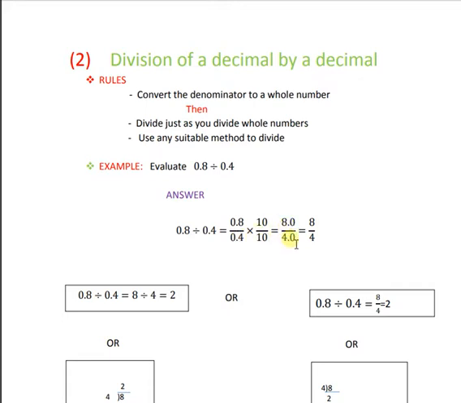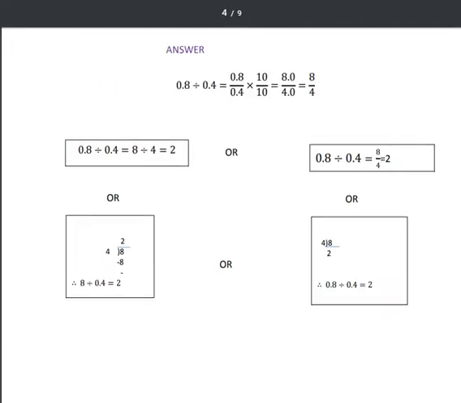The same applies here. 0.4, you move the decimal point 1 step, so it becomes 4. 8 divided by 4 is 2. So 0.08 divided by 0.4 is equivalent to 8 divided by 4, which is 2. Or you can write it as a fraction like this, or you can use the long division method like this, or you can use this method to divide.